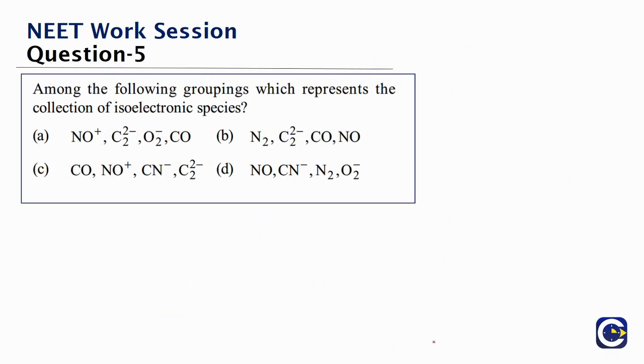Next, this is a question on the isoelectronic species. So what is it? Among the following groupings, which represents the collection of isoelectronic species? So these kinds of questions, we have to work out with a little bit more patience. Why? Because we have to go through each and every option.